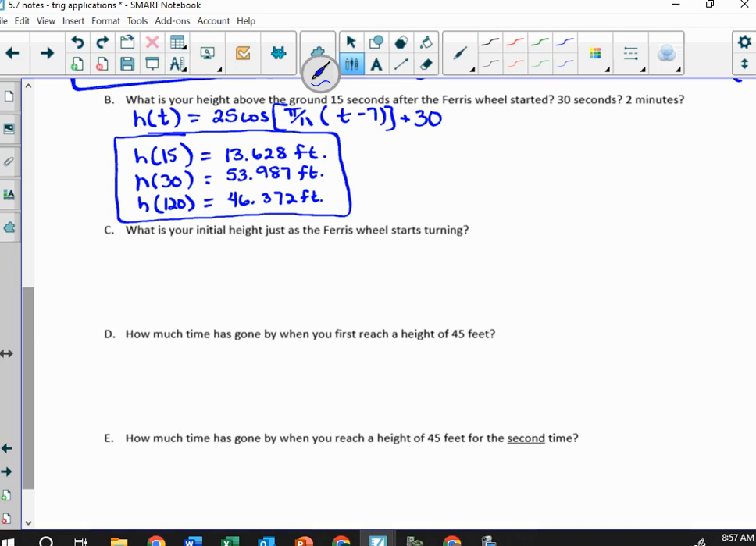So guys, part C, what's your initial height just as the Ferris wheel starts turning? Well, what x value or t value am I going to plug in right when it starts? 0, right? Okay, so just find h of 0 for me.